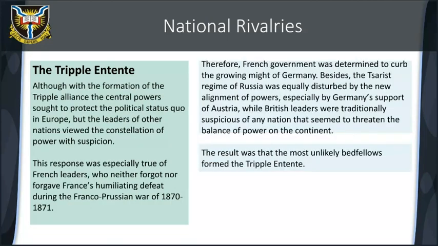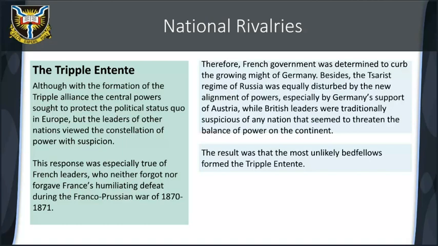The Triple Entente. Although, with the formation of the Triple Alliance, the Central Powers sought to protect the political status quo in Europe, the leaders of other nations viewed the constellation of power with suspicion. This response was especially true of French leaders, who neither forgot nor forgave France's humiliating defeat during the Franco-Prussian War of 1870 to 1871. Therefore, the French government was determined to curb the growing might of Germany.